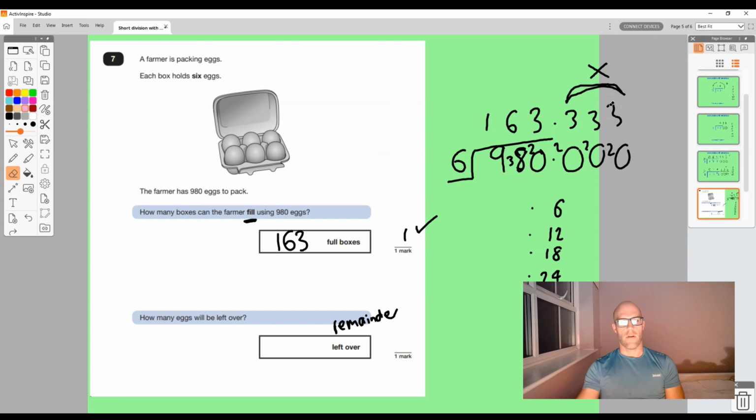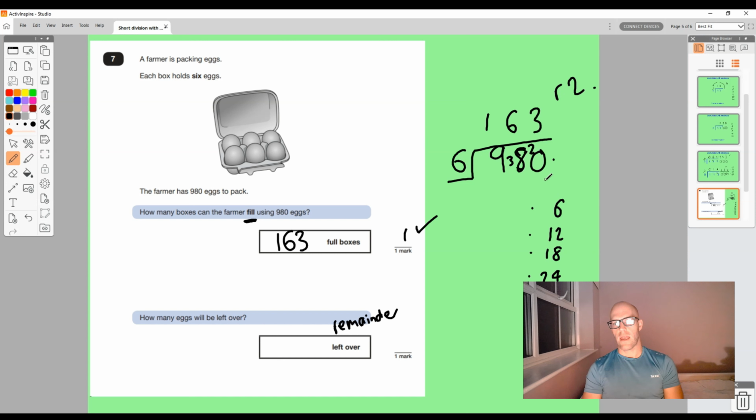So instead of, if I just erase this bit over here, once we get to the end of the calculation, we've got the 163 full boxes, and that's brilliant. How many times does 6 go into 20? Well, it fits in 3 times to get to 18. You have a remainder of 2. And that is what the question is asking us. It's to realise a remainder of 2, and we have 2 eggs left over.